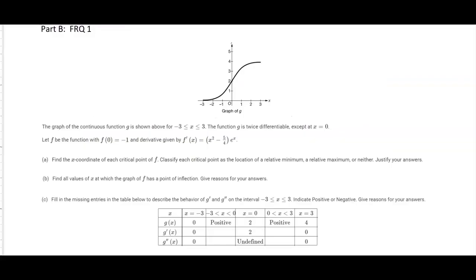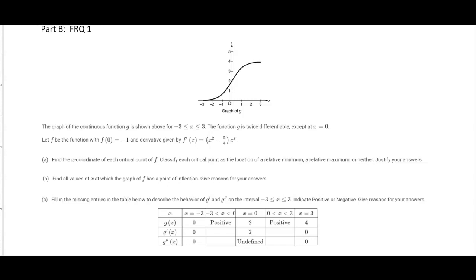All right, so for FRQ number 1, part B, we're not using a calculator. For this one, they give me a graph of g up above. They tell us it's twice differentiable except at 0. So apparently, for some reason, either the first or second derivative does not exist at that point. They tell me that f is another function where f of 0 equals negative 1, and its derivative is this. And this is a non-calculator based question, so we'll see what kind of interesting things occur here.